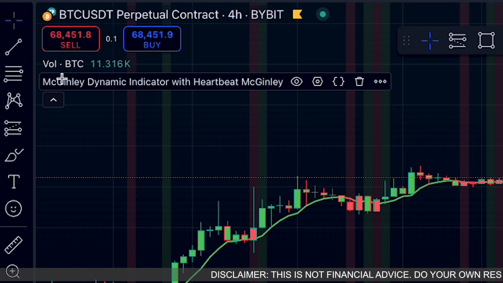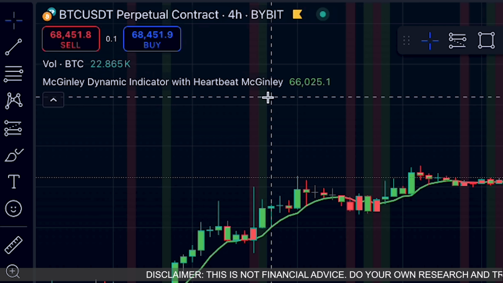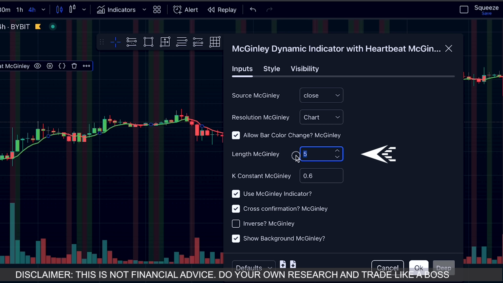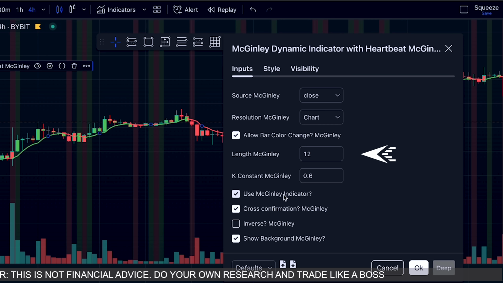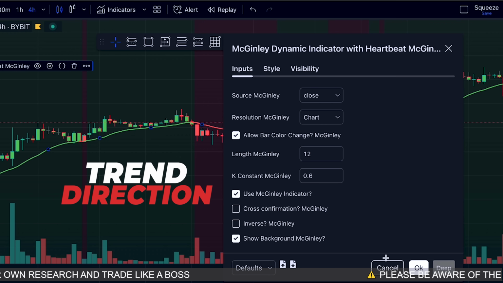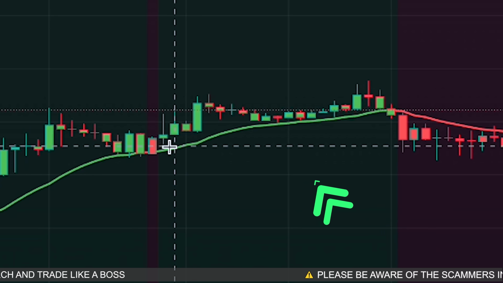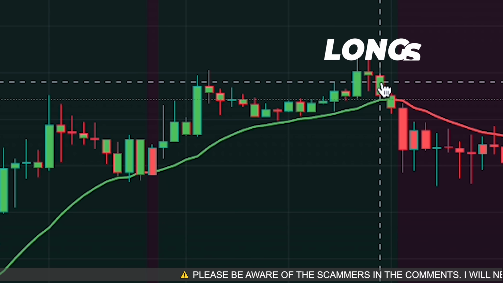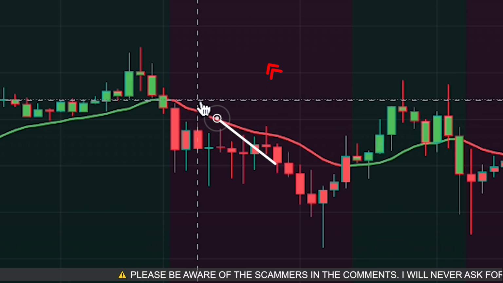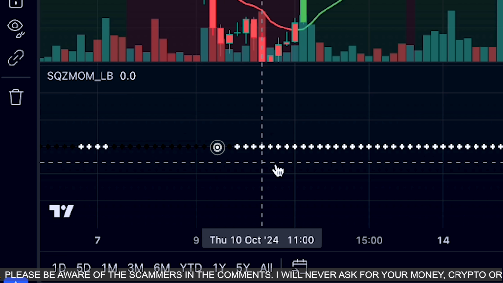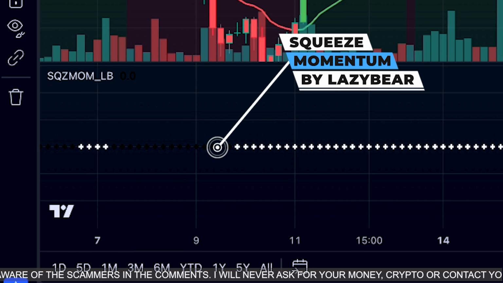Okay, as you can see, the McGinley dynamic indicator with heartbeat has been added to my chart. We're going to be using a length of 12 today for our entries, and we are not going to be using the cross confirmation. This is going to be giving us our trend direction. So when the background goes green and the McGinley goes green, we're looking for longs, and when the background is red and the McGinley is red, we're looking for shorts. And this is going to be confirmed by our squeeze momentum indicator a bit later on.